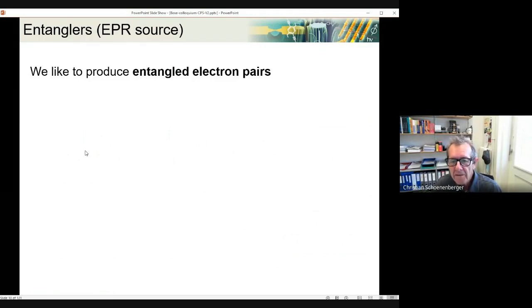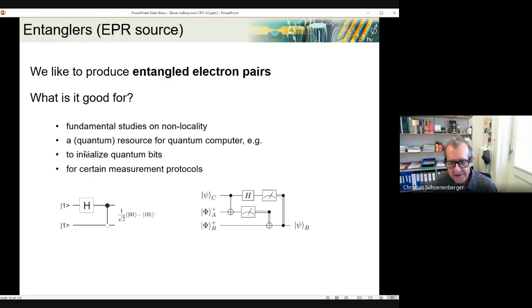Now, in nanoelectronics, we would also like to do things like this and try to produce entangled electron pairs. And I don't have to explain today what it is good for, but as I said before, it's a resource for quantum computers. It's used to initialize qubits, and it's used for certain measurement protocols.